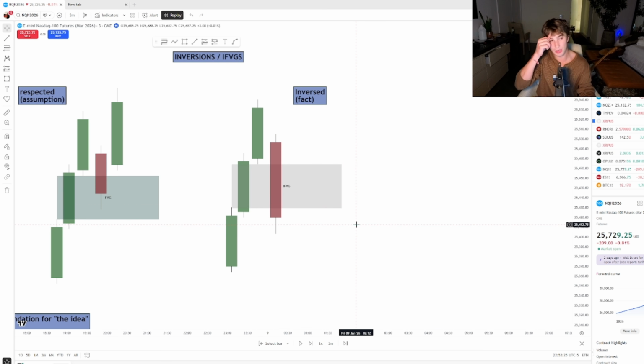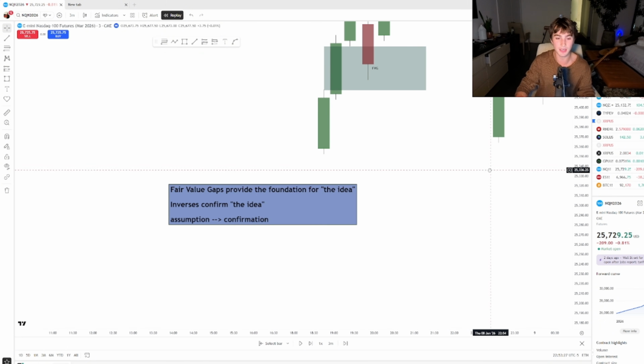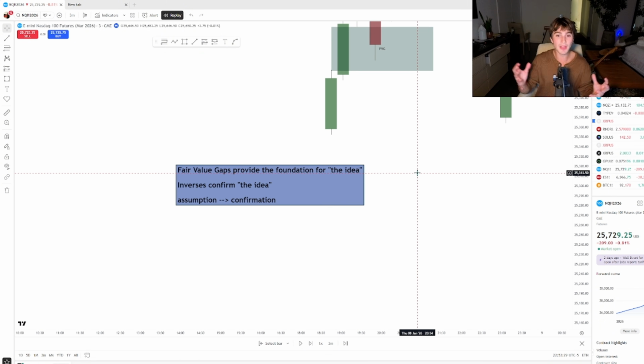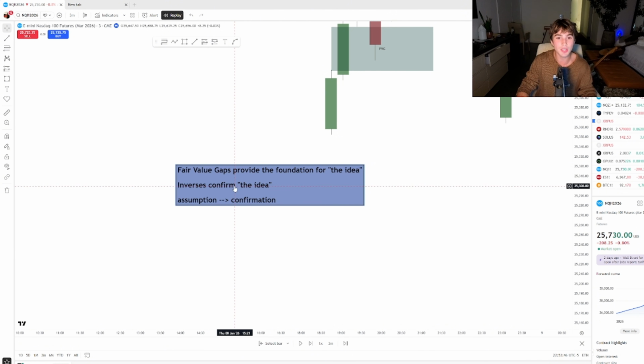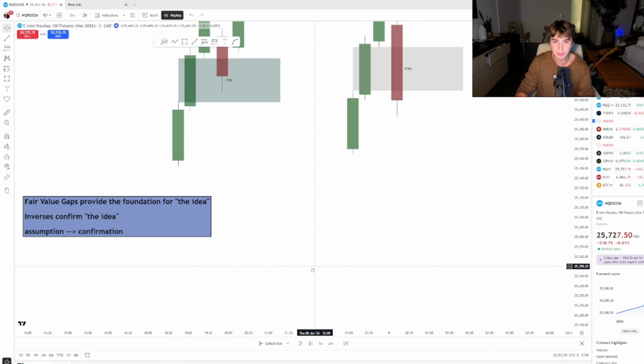And I'm going to get more into this, of course, in a second. So fair value gaps provide the foundation for the idea. You tell yourself, I want to take longs, and you see price bounce off of a bullish fair value gap. That's just an idea. We're bouncing off this bullish fair value gap, maybe you can take longs. But the cool thing about inversions is it confirms. Inverses confirm the idea. It turns assumption into confirmation. All right? Very cool, right?